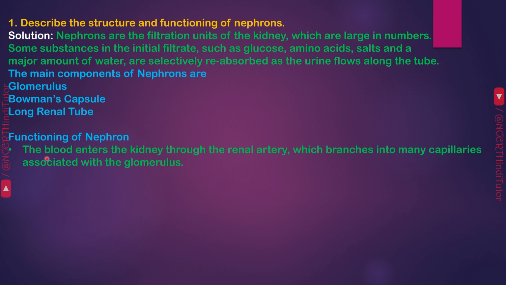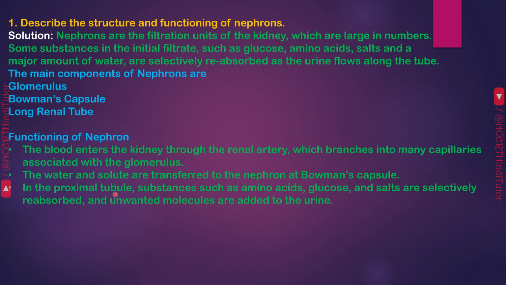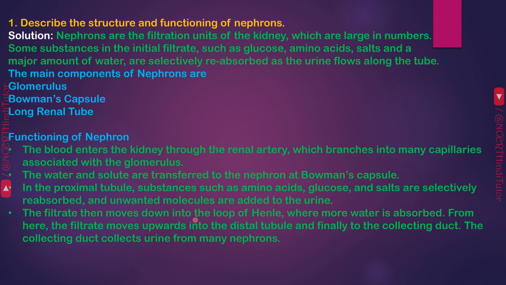Functioning of nephron. The blood enters the kidney through the renal artery, which branches into many capillaries associated with the glomerulus. The water and solute are transferred to the nephron at Bowman's capsule. In the proximal tubule, substances such as amino acids, glucose, and salt are selectively reabsorbed, and unwanted molecules are added to the urine. The filtrate then moves down into the loop of Henle, where more water is absorbed. From here, the filtrate moves upwards into the distal tubule and finally to the collecting duct. The collecting duct collects urine from many nephrons.